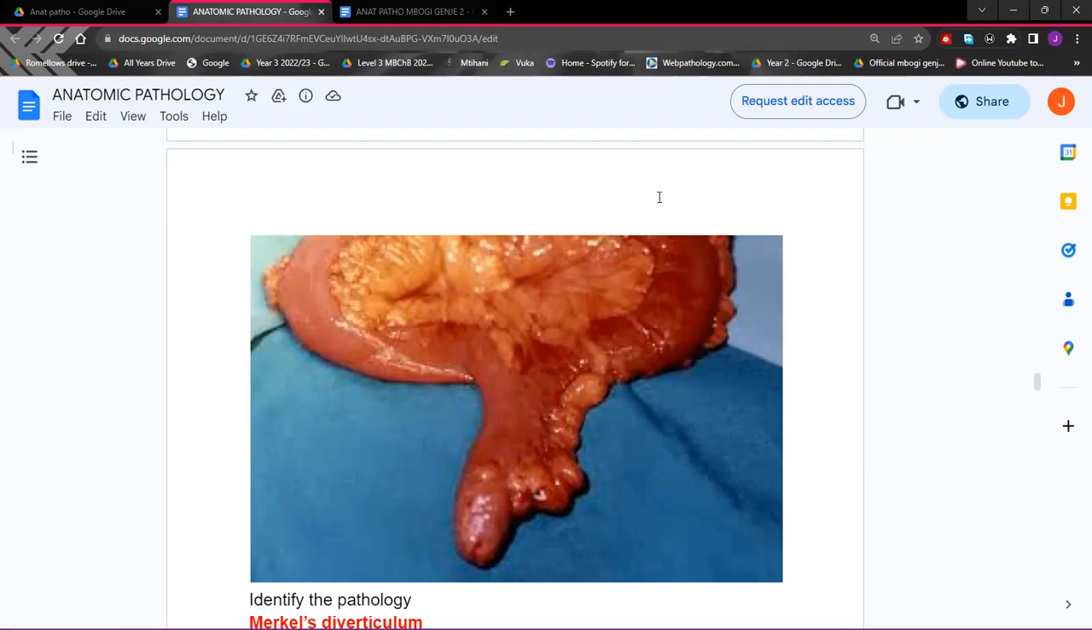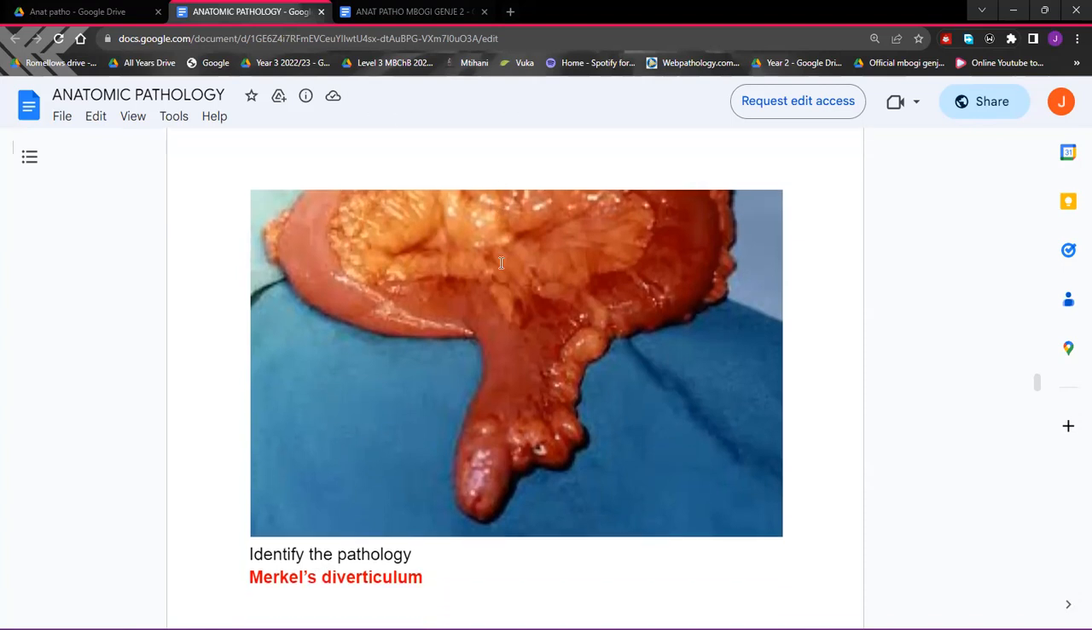There's also hematochezia or melena, but less commonly. There's also right lower quadrant pain. And there's intussusception, volvulus, and also someone has mentioned obstruction. Great. Any questions on that? So maybe we can move to the next pathology.